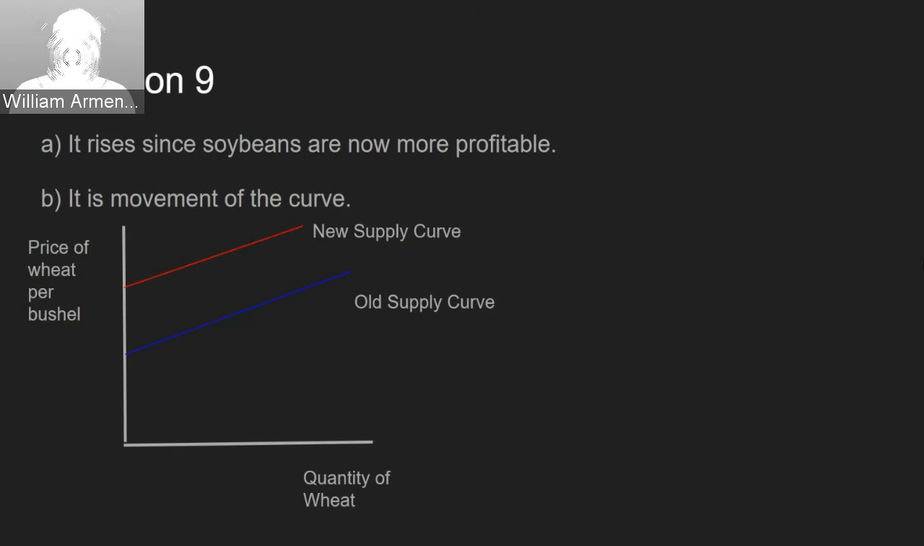For question 9, it asks, does the opportunity cost of producing wheat rise or fall? It would rise since soybeans have now become more profitable. For question B, it asks, does this shift the supply curve for wheat, or is it a movement along a fixed curve? So this would shift the supply curve because the demand stays the same, but now the supply has changed, so that there would be a new supply curve.